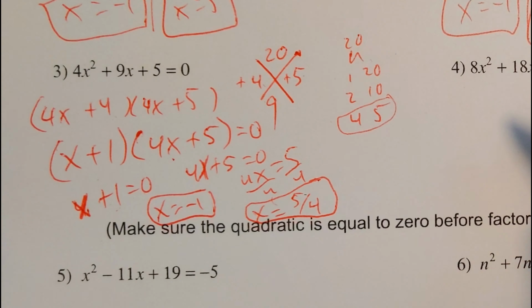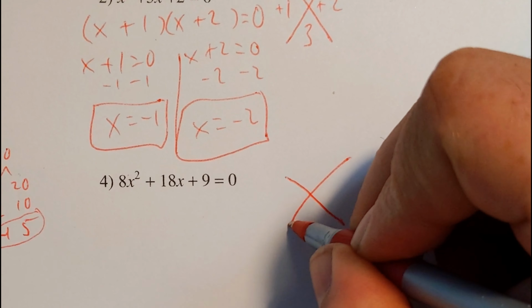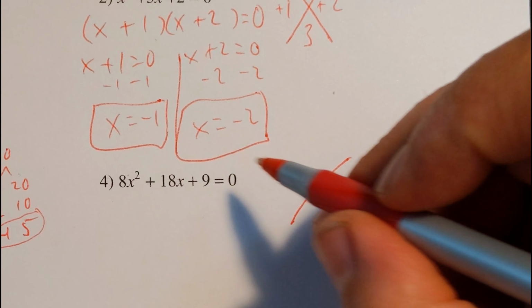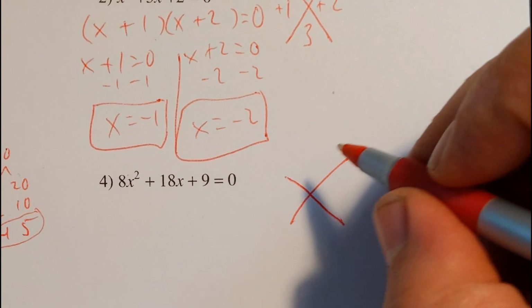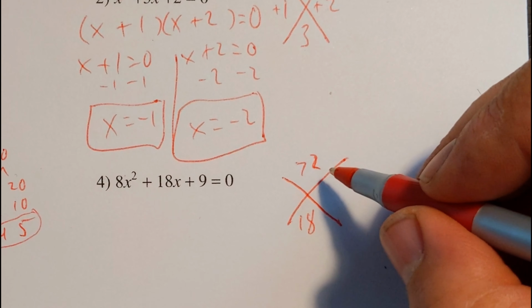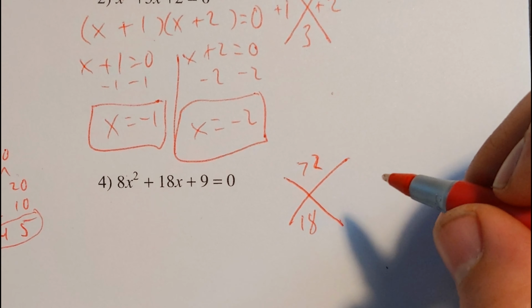Number 4, 8, 18, and 9 don't have anything in common, so we're going to go to this organizer. 8 times 9 is 72. That's the top number. 18, bottom number. And you're going to try to find the factors of 72 that add up to make 18.